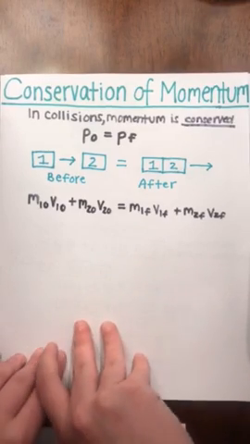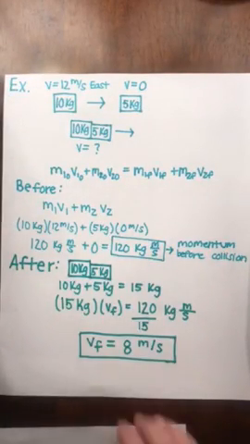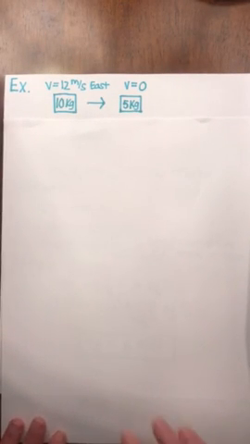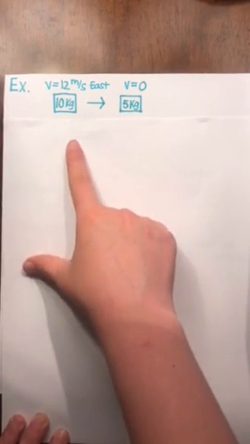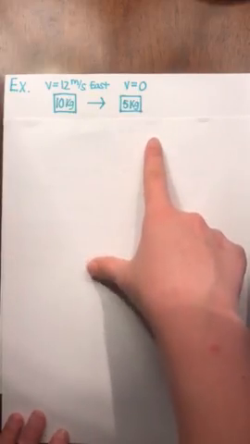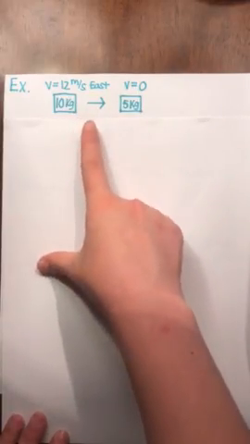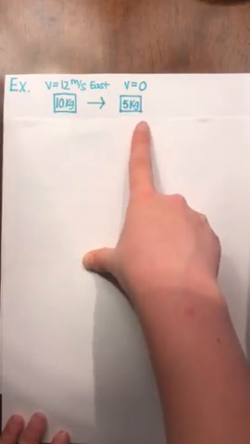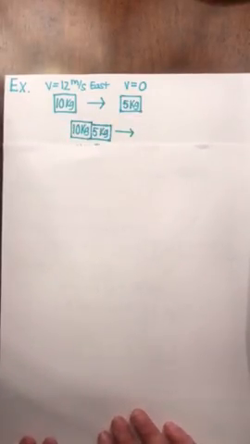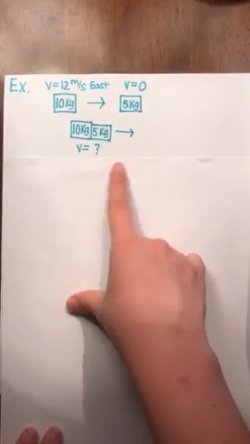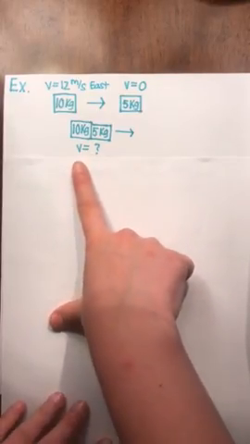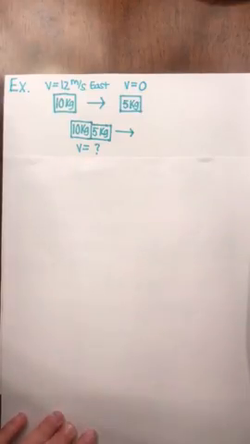So using this in an example, we have two objects that are going to be colliding. One is 10 kilograms and the other is 5 kilograms. The 10 kilogram object is moving at 12 meters per second east, and it's going to be colliding with a 5 kilogram object at rest, so its velocity is 0. So after these objects collide, they are going to stick together, and what we need to be calculating is the final velocity of the objects after they collide.